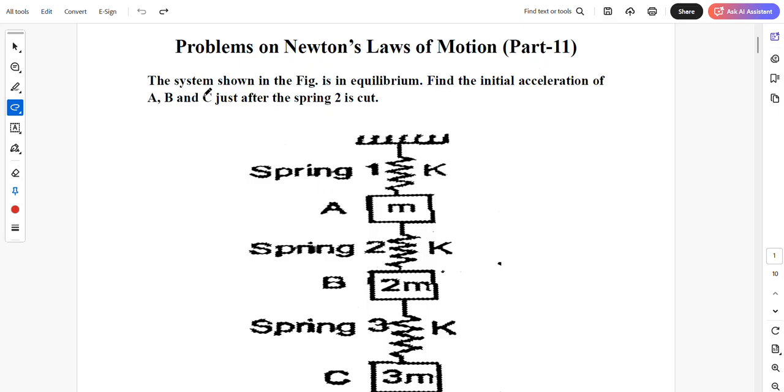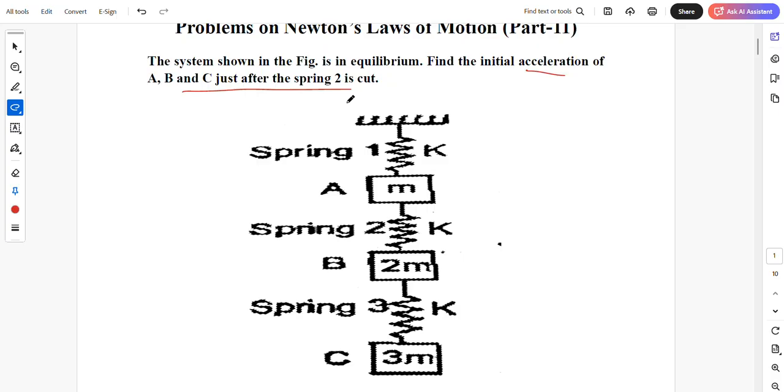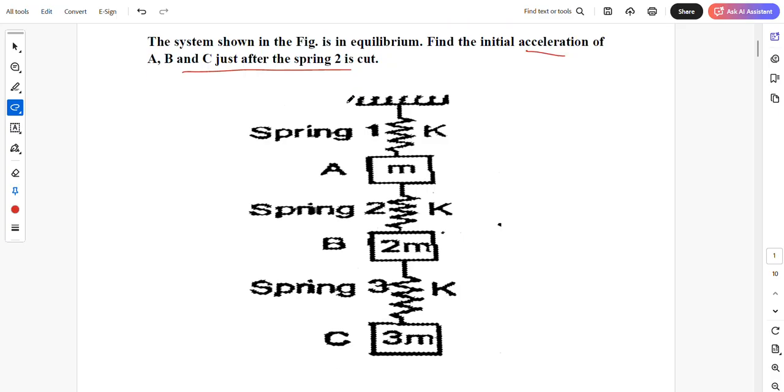This is the first problem. It is saying the system shown in the figure is in equilibrium. Find the initial acceleration of A, B and C just after spring 2 is cut. Now, first let us see what is there. How many springs are there? 1, 2, 3. How many blocks are connected? 3 blocks of mass M, 2M, and 3M are connected.